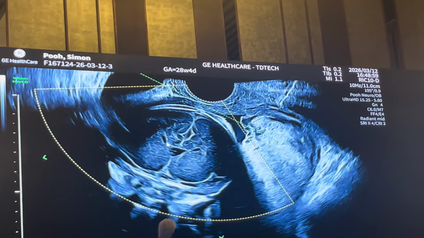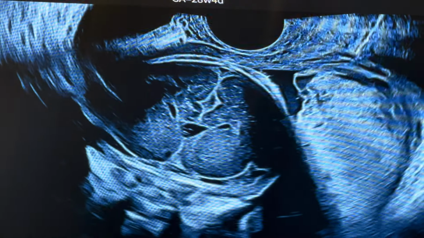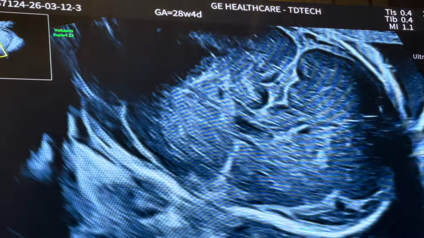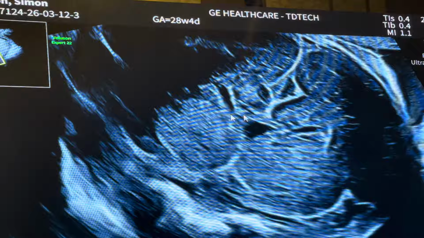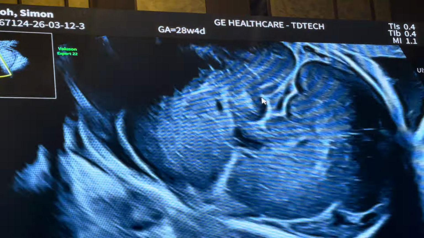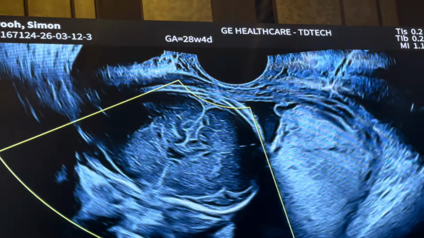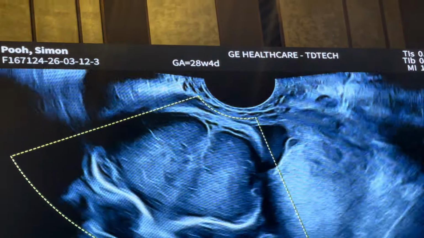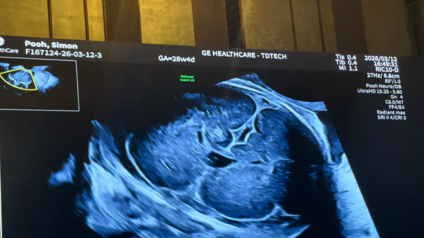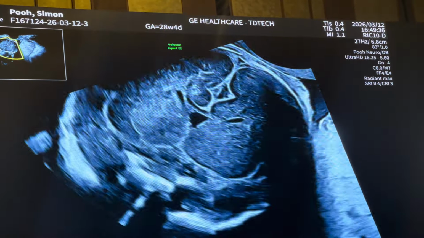Here you can see this is the anterior horn of the lateral ventricle, and here you can see this is the septum pellucidum. If you look at the fetal brain in the anterior part, Simon, how do you think?